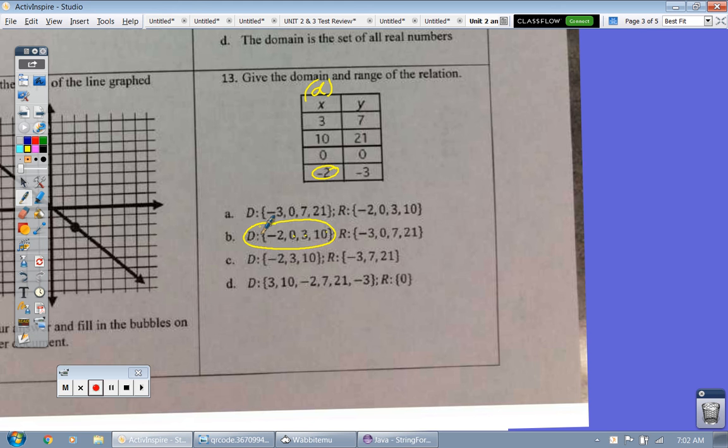Let's see if the range is correct. And we're going to put them in order from least to greatest. -3, 0, 7, 21. -3, 0, 7, 21. So there's our answer. Our answer is B.